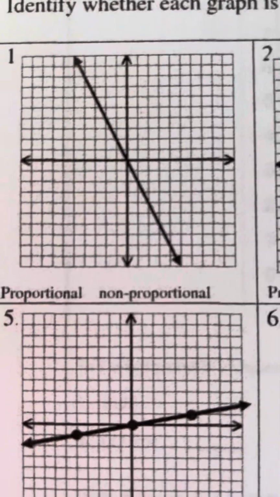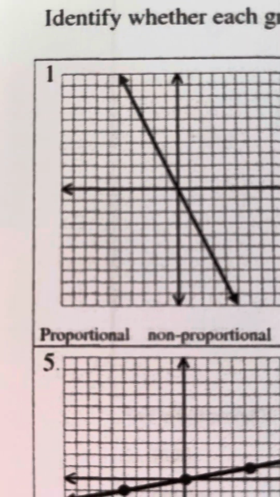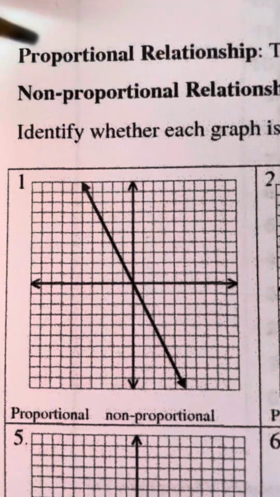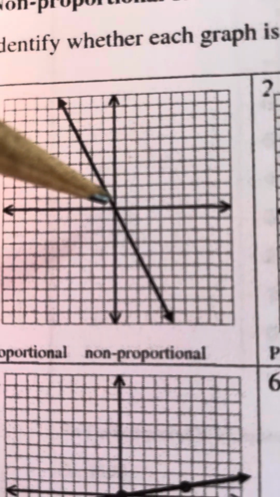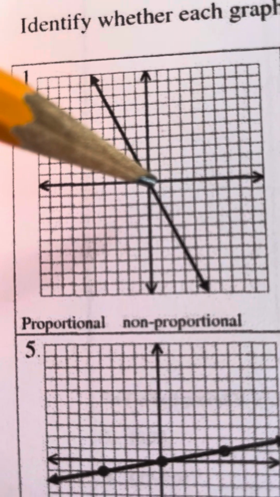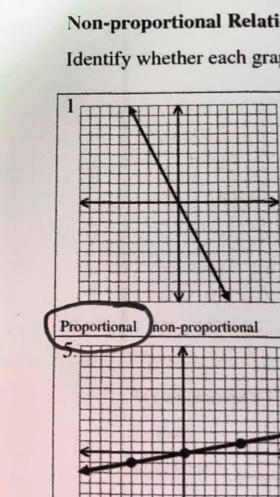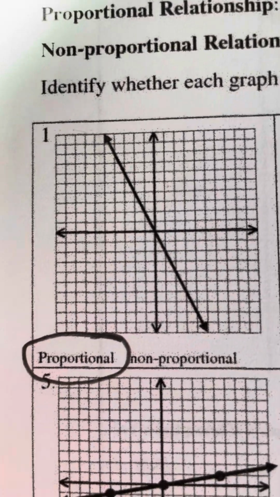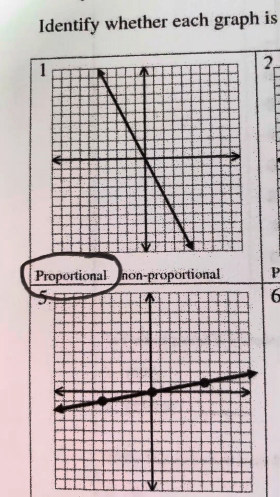So let's take a look at number one. We've got to figure out whether this is proportional or non-proportional. Well, one, it goes in a straight line. And two, we know that the origin is right there, and we know that it passes it and goes through 0, 0. So this means that this is proportional. Because it goes in a straight line, it passes through the origin, and it goes through 0, 0.